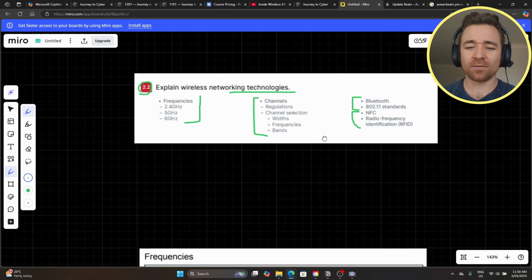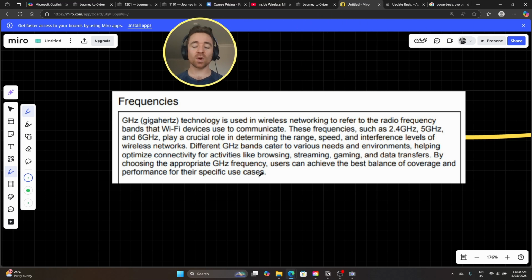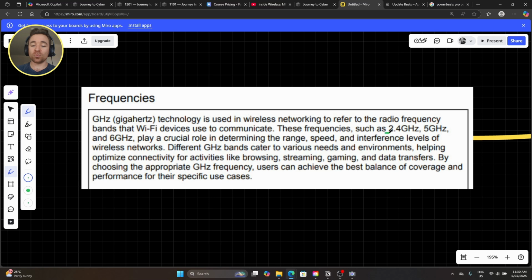And let's get to our first component, which is frequencies. So when we're looking at wireless technologies, which is what this exam objective is about, we essentially have three different frequencies that we can choose from, and we can see here in these notes. We can use the 2.4 gigahertz frequency, the 5 gigahertz frequency, or the 6 gigahertz frequency. Each one of these frequencies has pros and cons.